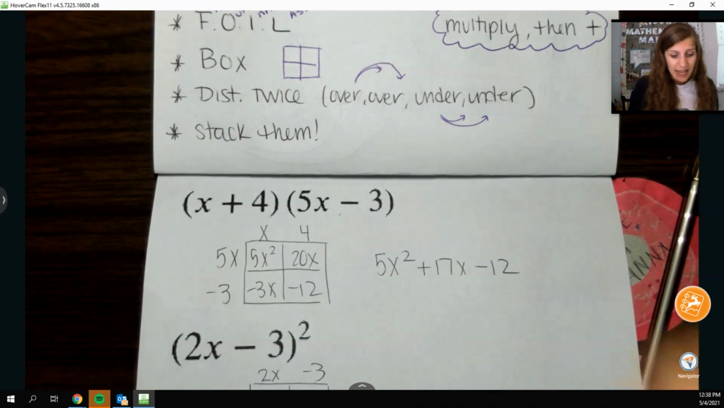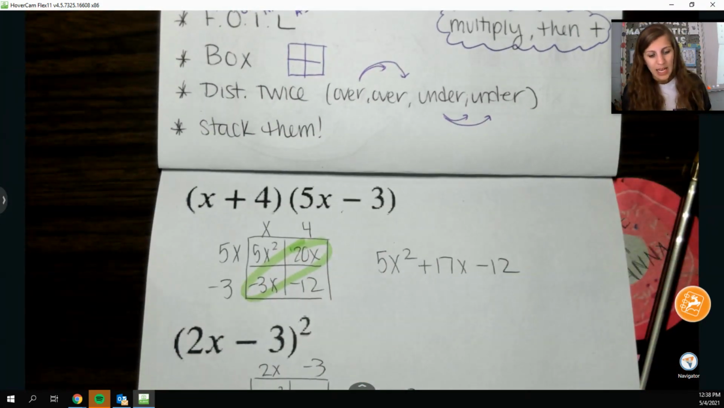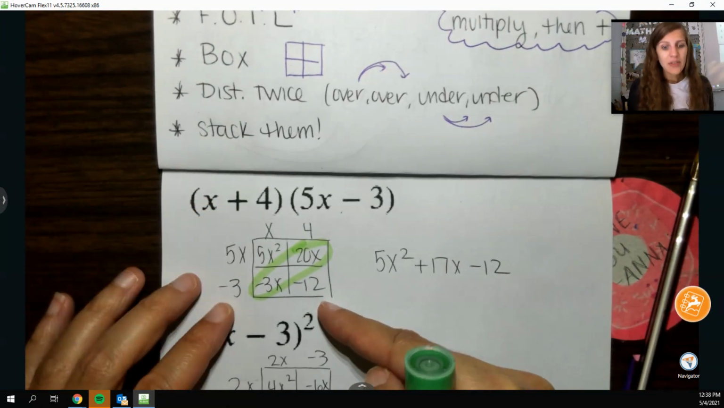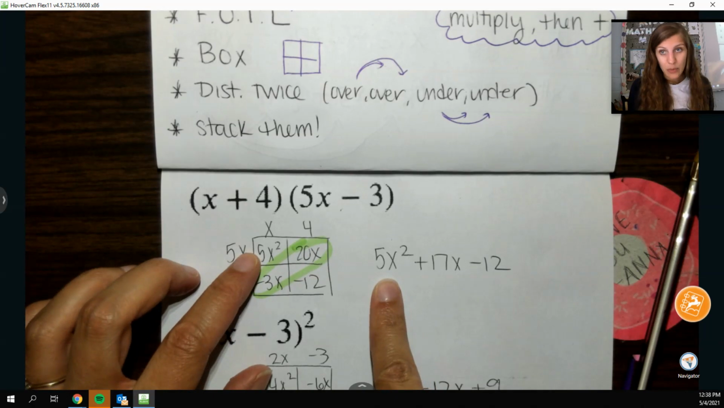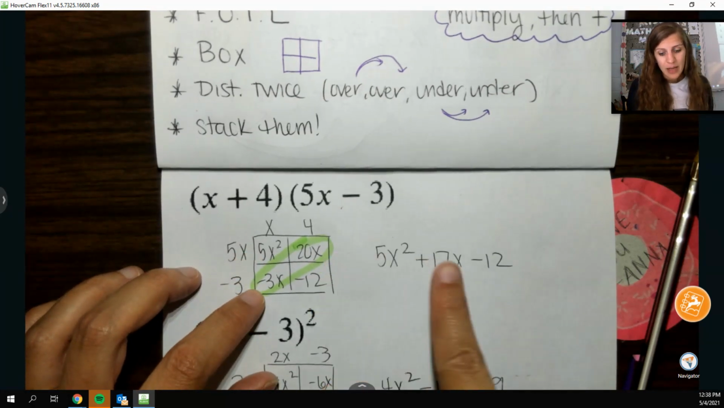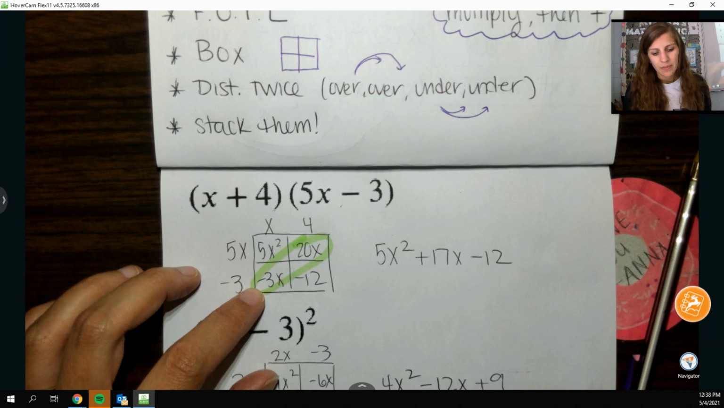Always along our diagonals, we end up with like terms. The other two boxes should not be like terms. And so when I end up doing this, the 5x squared stays the same, but the 20x and the negative 3x becomes 17x. There's 20 minus 3x. And then I have a minus 12.